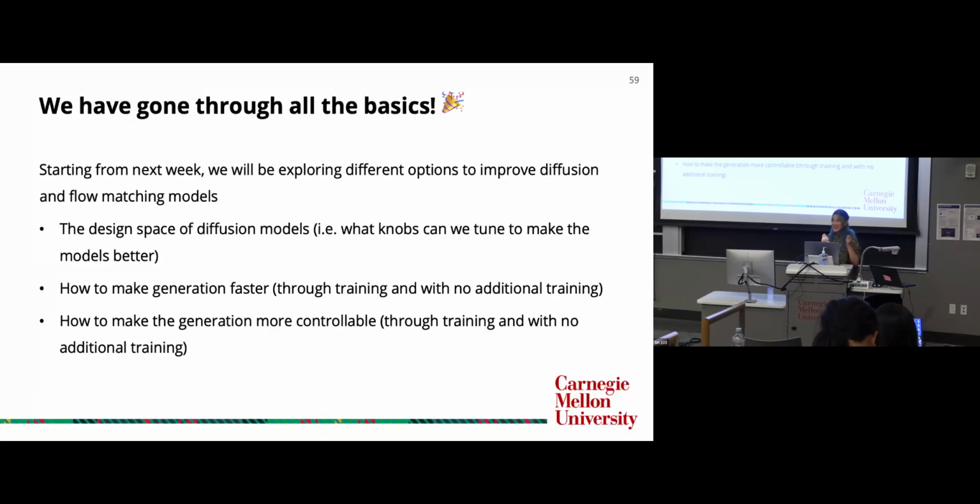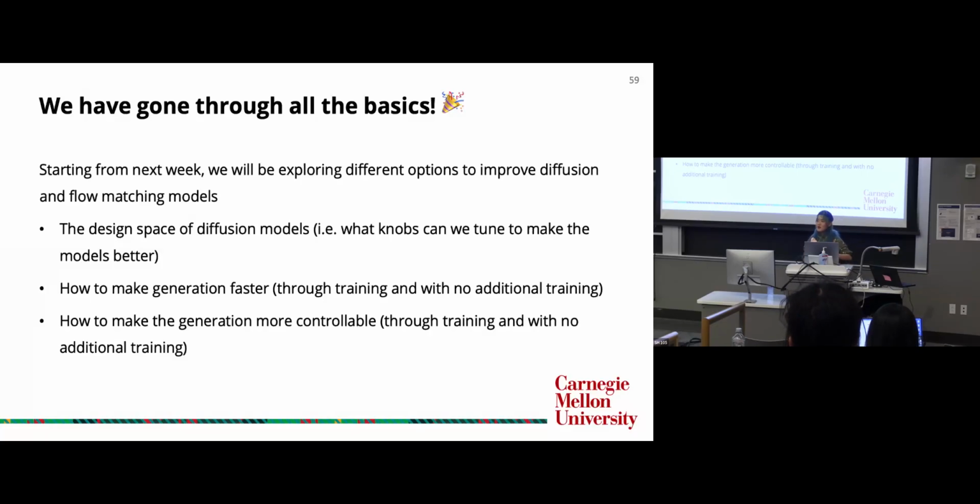Congratulations! We've gone through the basics now. Now we know what diffusion and flow matching are. Starting next week, we're going to see different options to further improve what we have learned. If you've done the homework, you should know there are so many knobs you can tune for diffusion models, like what scheduler you use, how many steps, and so on. So we're going to learn about that.